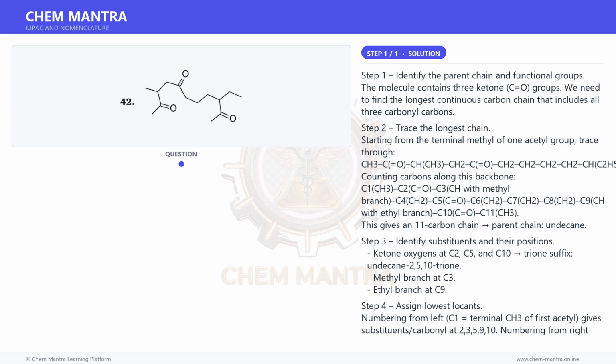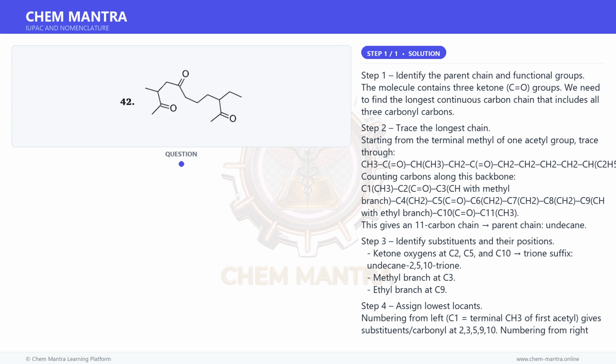Step 4. Assign lowest locants. Numbering from left, C1 is the terminal CH3 of the first acetyl, gives substituents and carbonyls at 2, 3, 5, 9, 10. Numbering from right gives 2, 3, 7, 9, 10. Left to right numbering gives the lower set at the first point of difference, position 3 methyl versus position 9 ethyl, 3, 9, confirming the chosen direction.